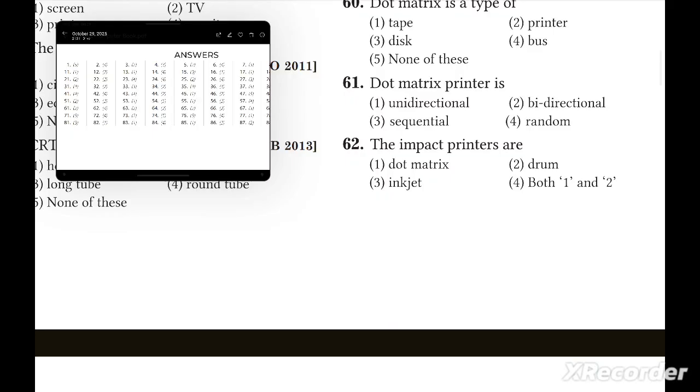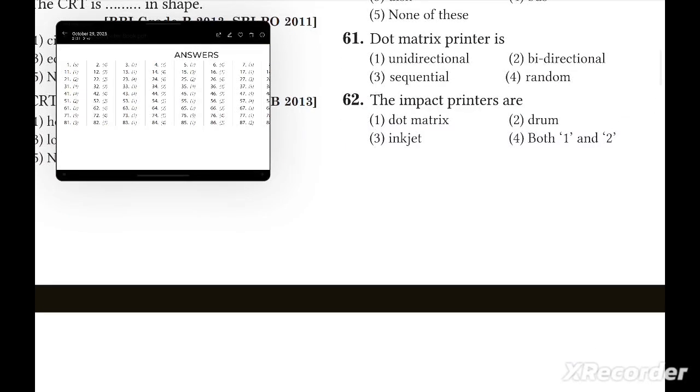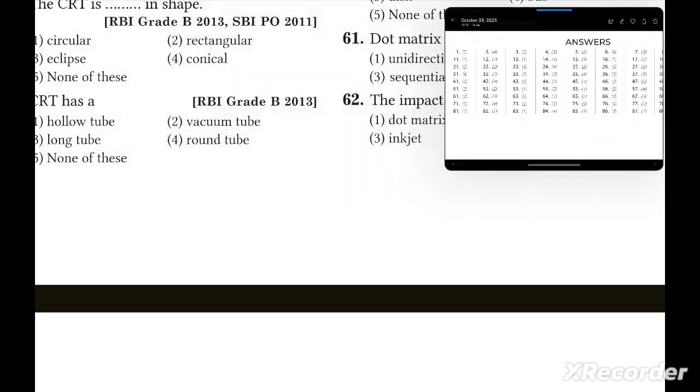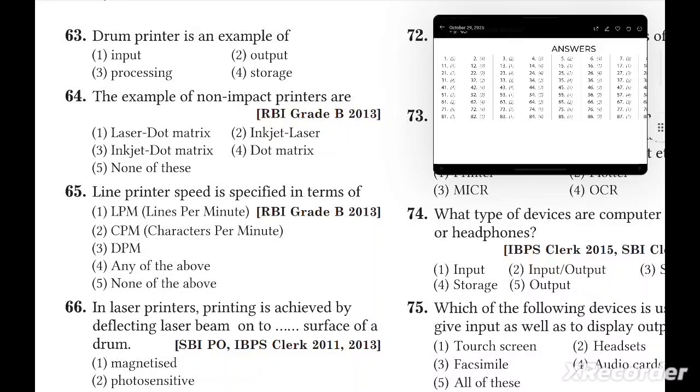The correct answer is second bidirectional. Next, the impact printers are first dot matrix, second drum, third inkjet, fourth both first and second. The correct answer is fourth both first and second. Next question, drum printer is an example of first input, second output, third processing, fourth storage. The correct answer is second output.